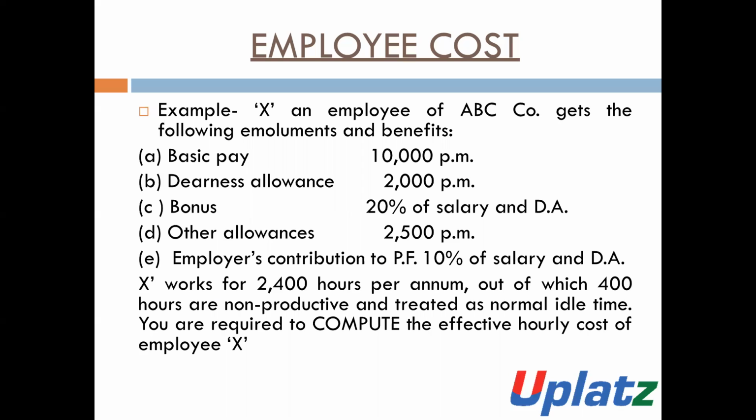Basic pay is 10,000 rupees per month, DNS allowance 2,000 rupees per month, bonus 20% of salary and DA. The amount of bonus is 20% of basic salary plus DA, and other allowances are 2,500 per month. Employer contribution to the PF is 10% of salary and DA.